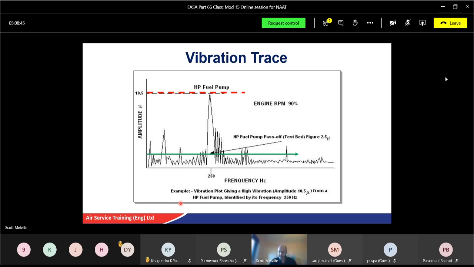Okay, good. What was the difference between a self-generated vibration and externally excited vibration? What's the difference between the two? Self-generated is from unbalance of rotating part. And external means unbalance of engine component.